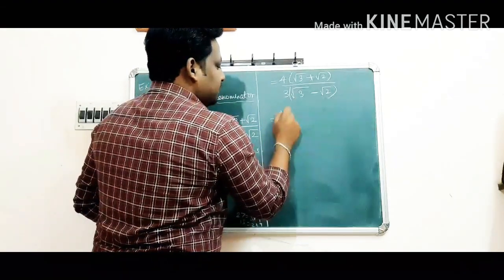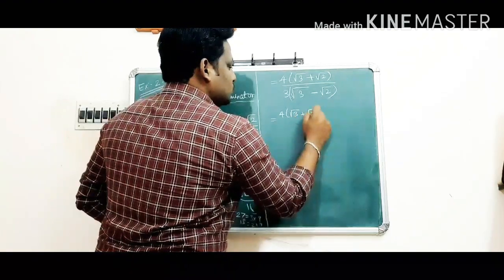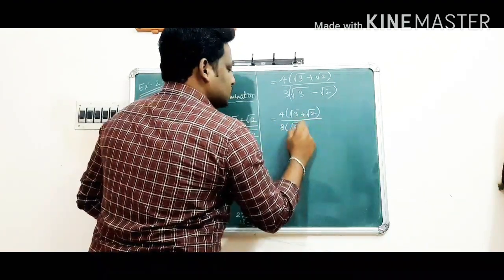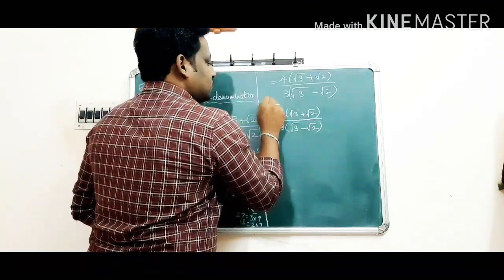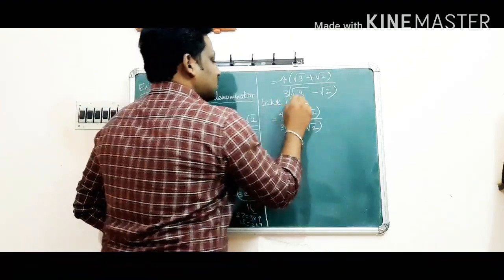So 4 root 3 plus root 2 divided by 3 into root 3 minus root 2. So here we have to take the conjugate.